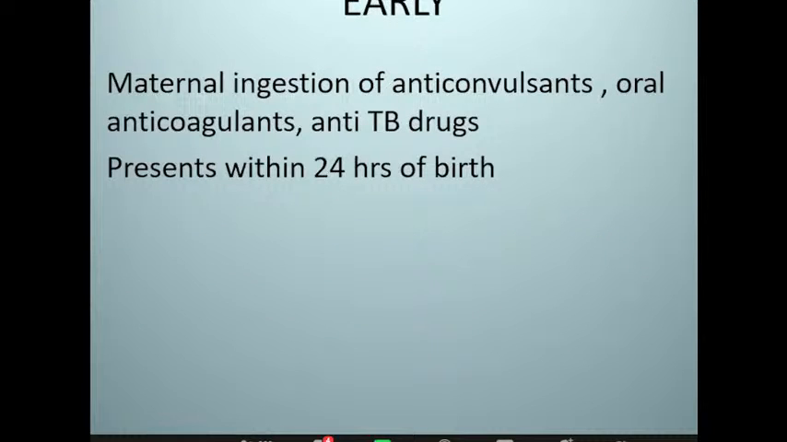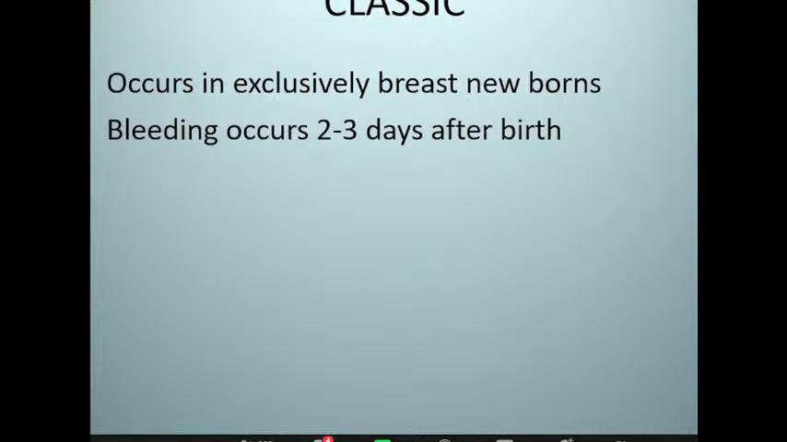Early can arise because of maternal ingestion of anticonvulsants, oral anticoagulants, and anti-TB drugs, and it presents within 24 hours of birth. The classic one occurs exclusively in breastfed newborns. I think that's a wrong statement. It occurs in newborns, and thereafter, when they are being breastfed, it aggravates the vitamin K deficiency because they're not able to synthesize vitamin K, and the bleeding occurs 2 to 3 days after birth.